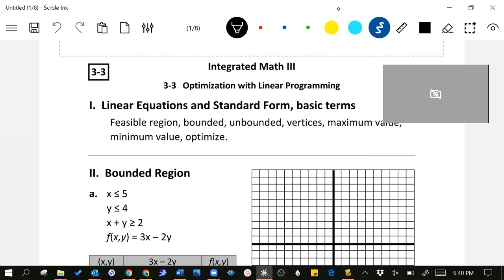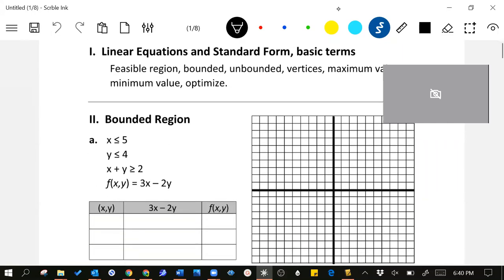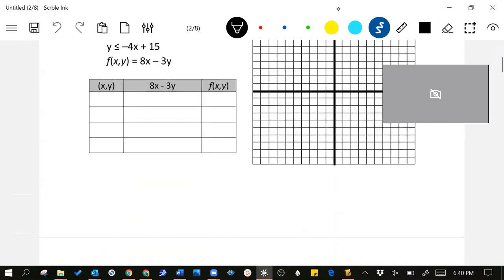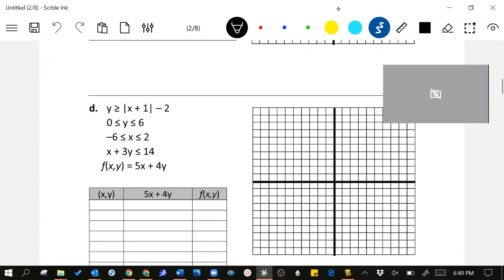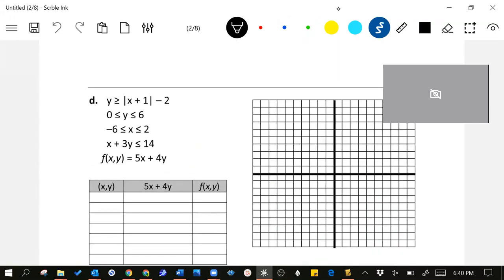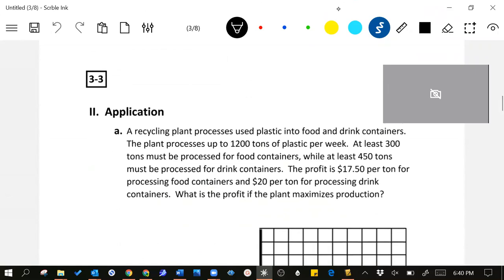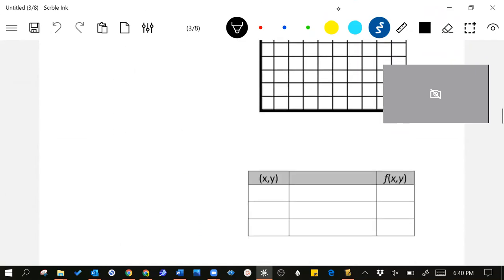This lesson is about optimization with linear programming. We're going to look at 4 graphing bounded regions where the equations are all given to you, and then 2 application problems where you will make the equations.